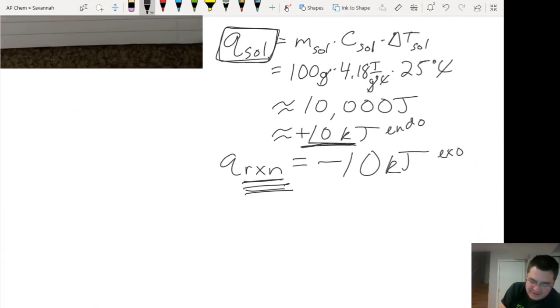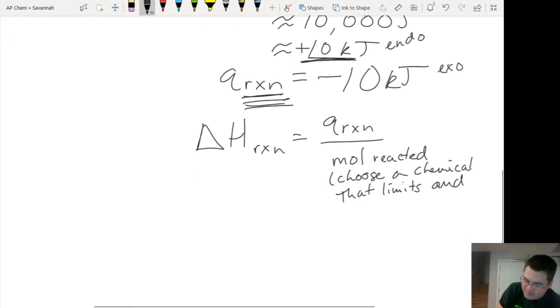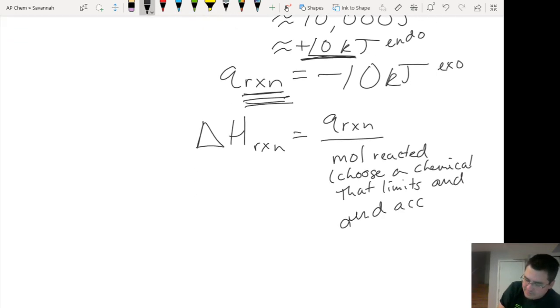So when you calculate delta H, this is the formula we always use. You take your Q of reaction and divide by the moles reacted, and you choose a chemical that limits and account for its stoichiometric coefficient.